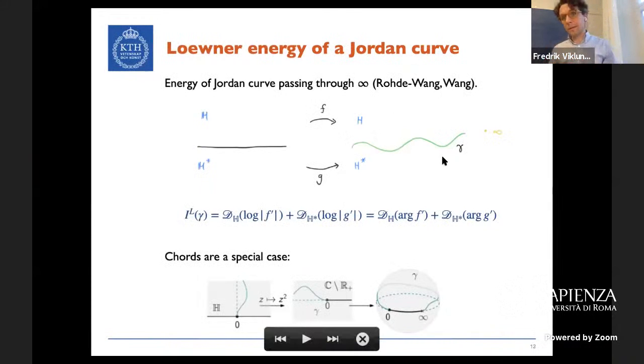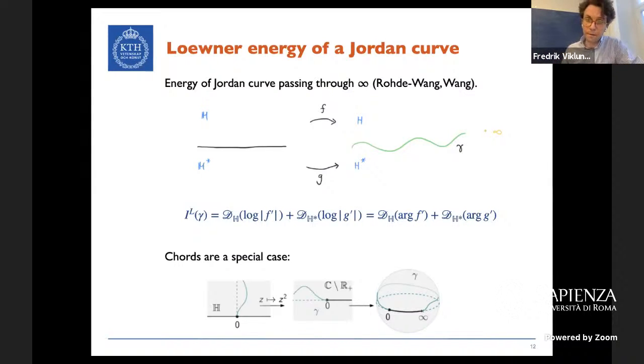maybe the cleanest definition for us now would be to say that this is a Jordan curve that passes through infinity, and then you look at the conformal maps from the upper and lower half planes fixing infinity. Such a Jordan curve is a Weil-Peterson quasi-circle if and only if the Dirichlet energy of log f prime plus the Dirichlet energy of log g prime is finite. Actually, it's enough that just one of them is finite if you have a Jordan curve.